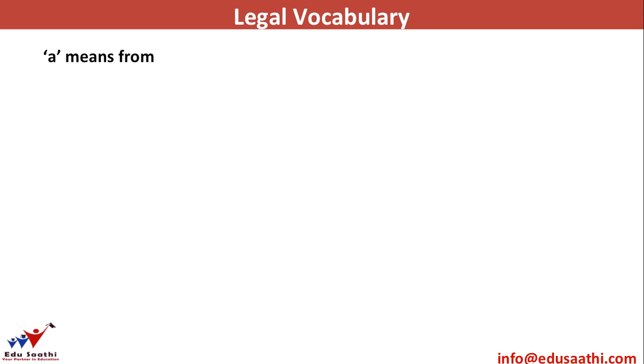So let us start our discussion from the word root a. A means from. So any word that has a as a prefix, it basically means from. For example, a fortiori, which means from stronger. Now, let me give you an example to let you understand what we mean by a fortiori.